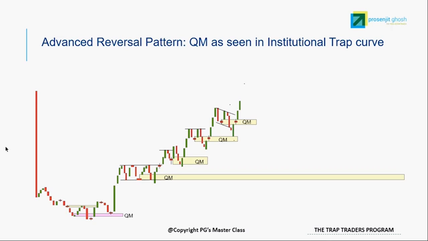So this is also my another QM. So this is how the price moves up. If you remember, after correction, what happens in an institutional trap curve? After correction, price creates a distribution. Okay, so price creating an authentic zone.